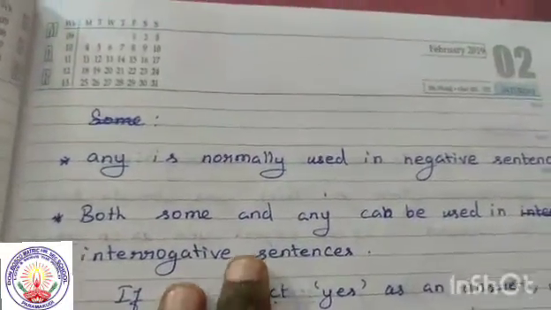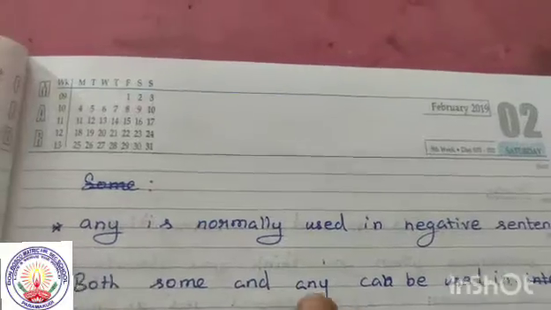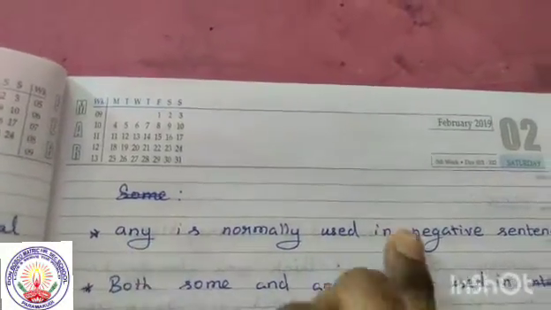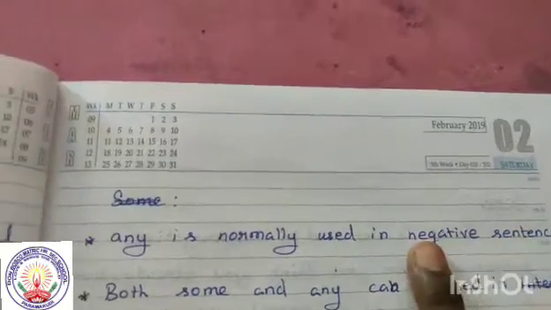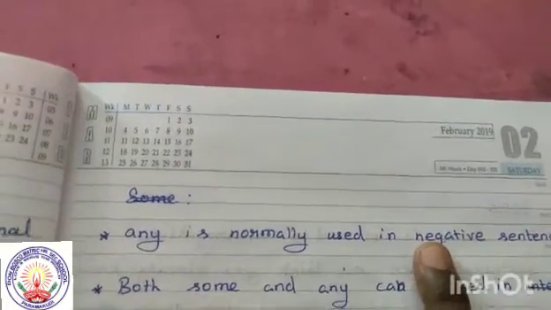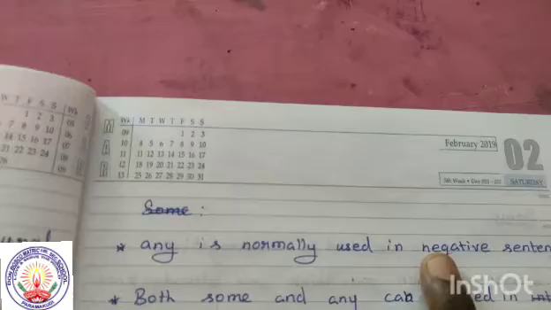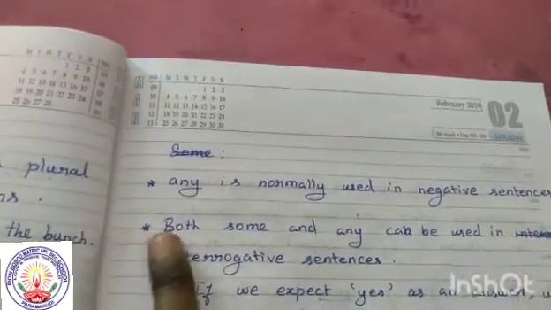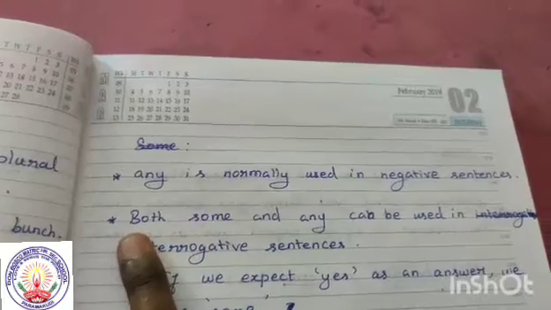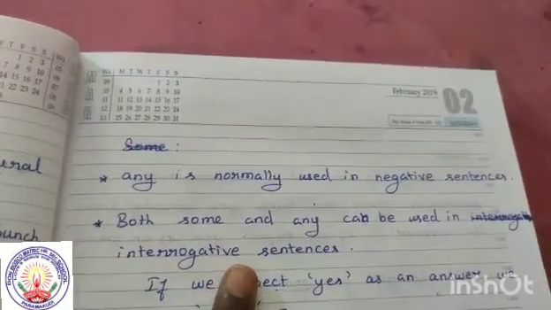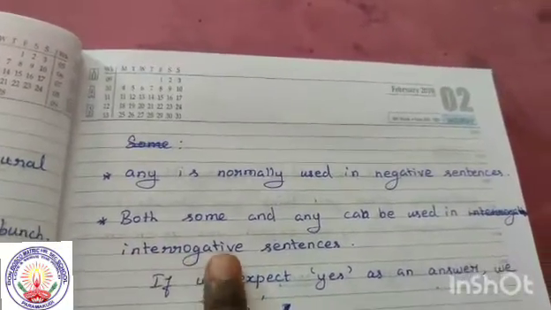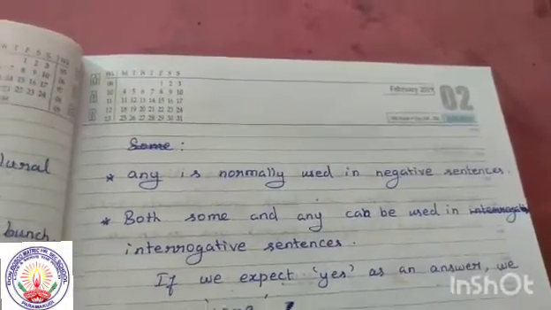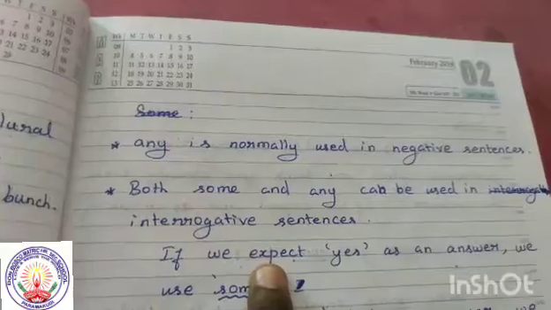And any is normally used in negative sentences. Normally, where do we use any? In negative sentences. What is a negative sentence? A sentence which has the word no or not, like that. Both some and any can be used in interrogative sentences. So in interrogative sentences, some and any can be used.